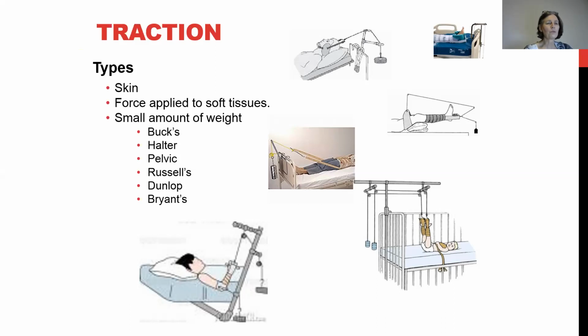The very bottom one is Bryant's traction. This is a child. It's generally a child in the first year or two of life, and they're laying in bed. Their hips are slightly up off the mattress, and their legs are extended at a 90-degree angle straight up. A child with congenital hip dysplasia can be placed in this kind of traction until we can treat them surgically or with immobilization with the spica cast, which we'll be talking about shortly. But that's a type of traction for a femoral injury or a hip injury in a child.